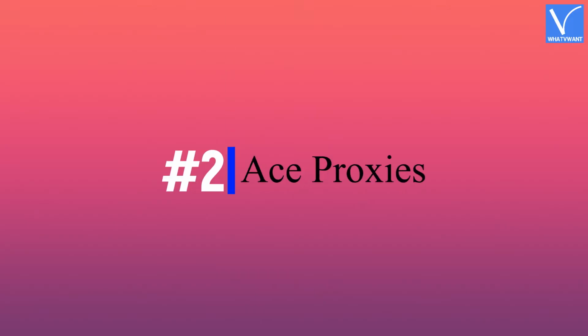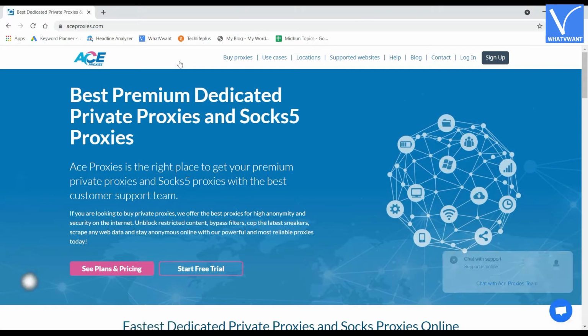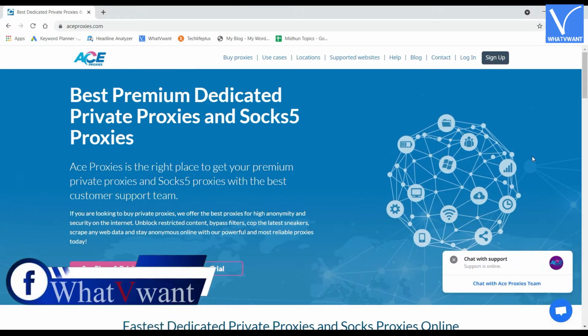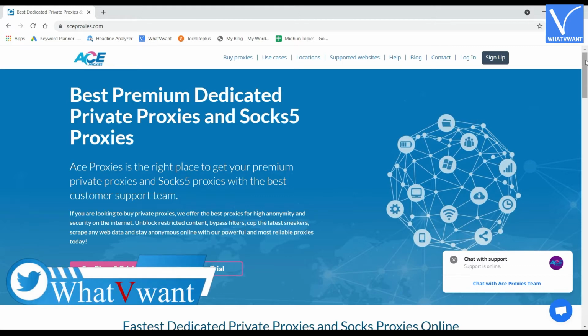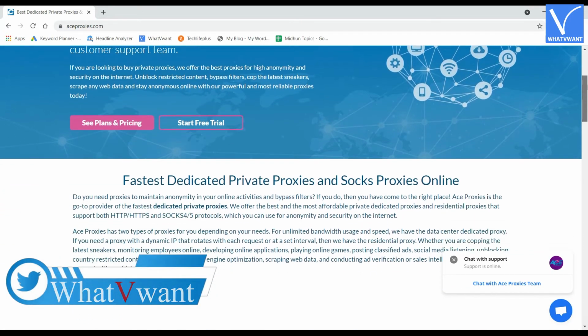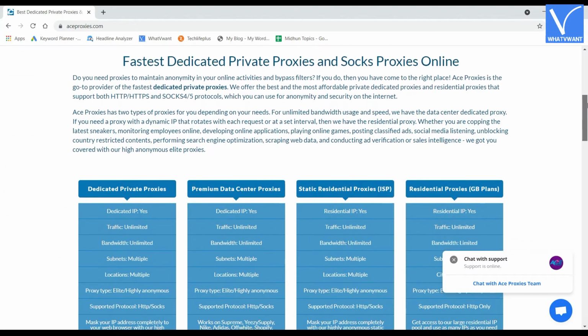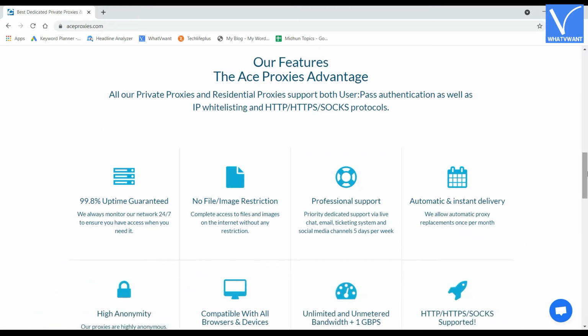Number 2, Ace Proxies. If you are looking for the perfect proxy or SOCKS5 solution for high anonymity, private proxy or proxies that will allow you to surf online, then Ace Proxies is the best solution for you. Using a high anonymity private proxy will let you change your default IP address from your ISP. You can also select the proxy format from HTTP proxy to SOCKS5 depending on your business needs. Their elite proxies help you in tracking and monitoring online activities of the employees.